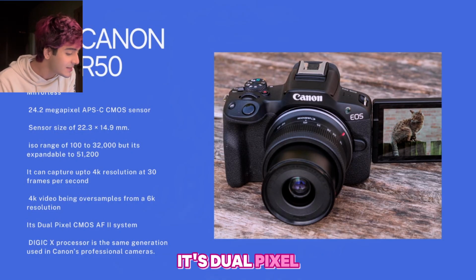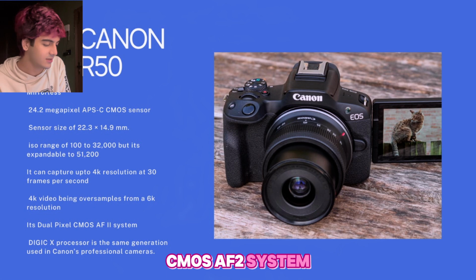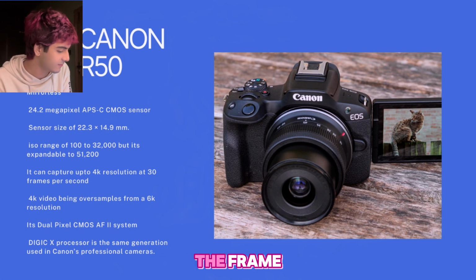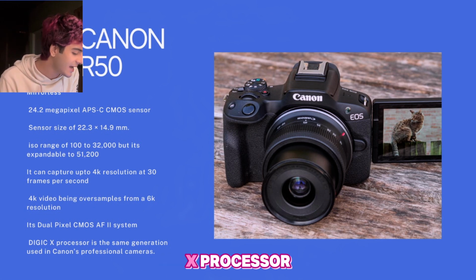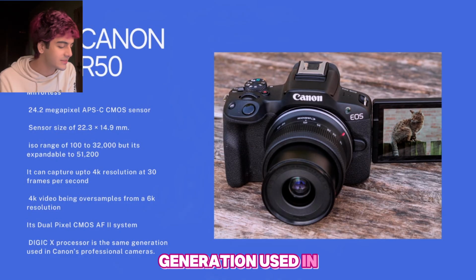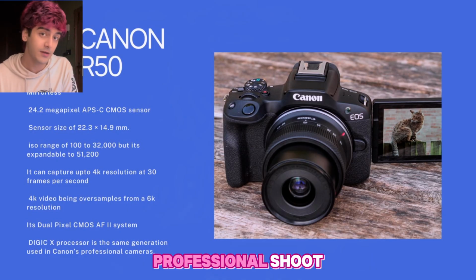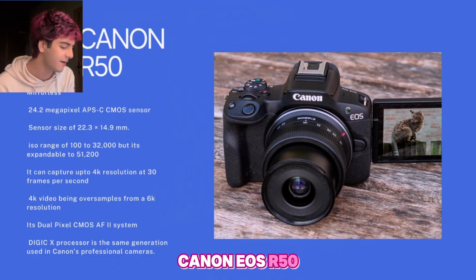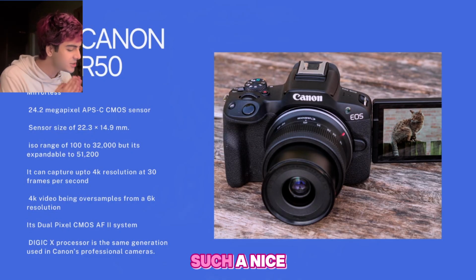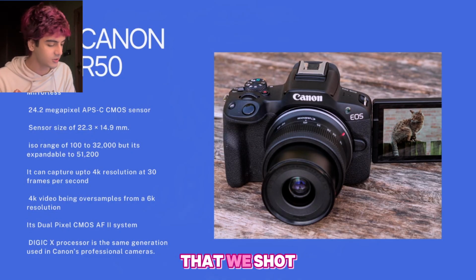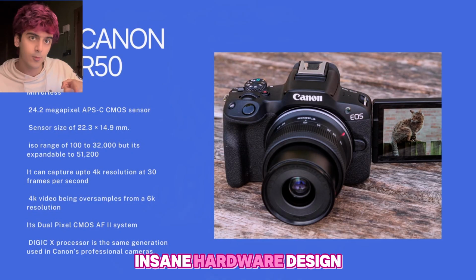Its dual pixel CMOS AF2 system tracks subjects across 100% of the frame. The camera's Digic X processor is the same generation used in Canon's professional cameras, making it an amazing camera to use in a professional shoot. This made my Canon EOS R50 our savior, as it provided such a nice and cinematic look to everything that we shot because of its insane hardware design.